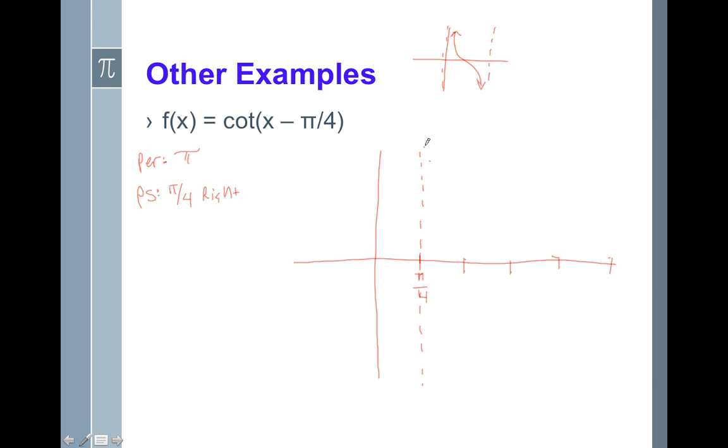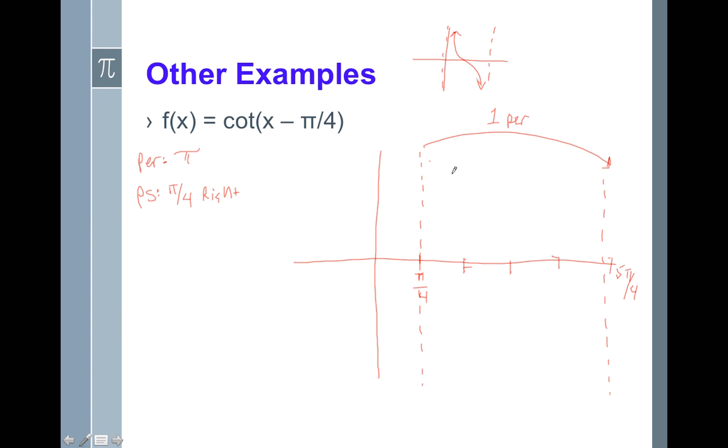Then I need to go 1 full period to find my next asymptote. And my next asymptote has to be 1 pi away. So that's why I have 4 of these dashes, each of them worth pi fourths, which means this is 5 pi fourths, because the distance between 5 pi fourths and 1 pi fourths is 4 pi fourths, which is 1 pi.